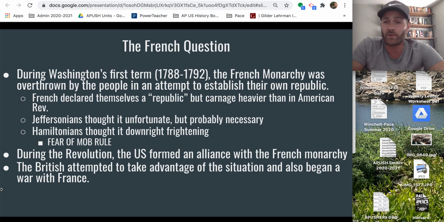Now, Jefferson, who of course helps write the French Declaration of Independence, Jefferson and his supporters, they think it's unfortunate that these people are being killed by the mob, but probably necessary. The argument is that the ends justify the means. The goal of having a republic is worth some bloodshed along the way.